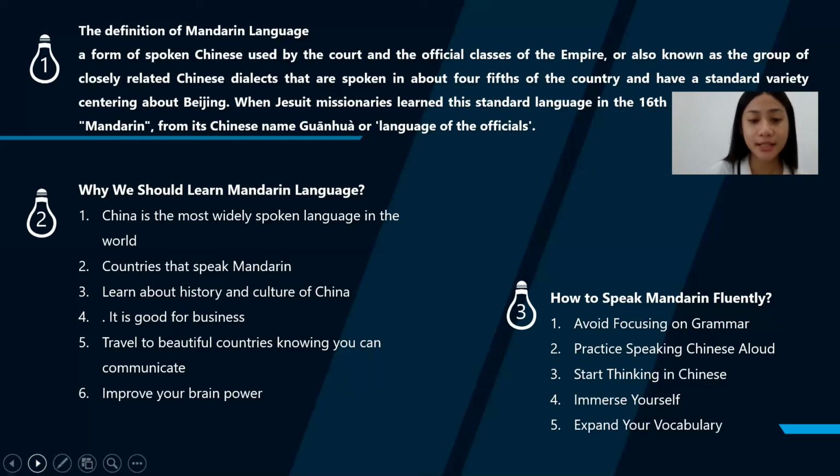The first one is avoid focusing on grammar. Second is practice speaking Chinese aloud. The third is start thinking in Chinese. Fourth is immerse yourself. And the last, expand your vocabulary.